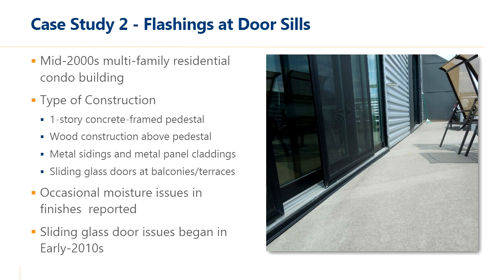This case study is focusing on flashings at some door sills of some sliding glass doors at balconies and terraces. This is also a mid-2000s building, but it's actually a residential condo. And it's a pedestal system. The first story of the building is concrete framed, and everything above it is wood framed or wood construction. This was a very architectural building, so it had multiple different types of siding and metal panels, brick masonry, concrete block, again, different cladding types that needed to interact with each other.